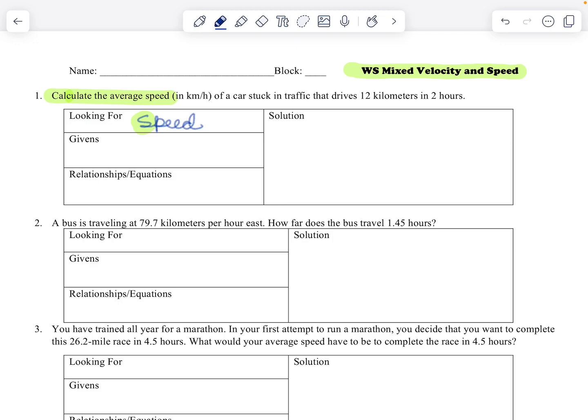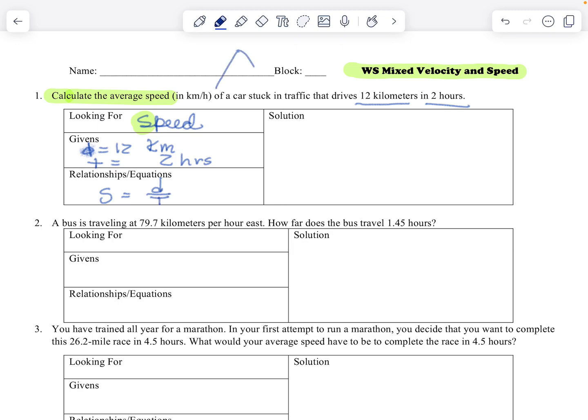Then we're going to write down what we're given. We are given, I'm going to underline both of them here, distance equals 12 kilometers. Don't forget your units. And time equals 2 hours. Our relationship, we're simply going to write speed equals distance over time.